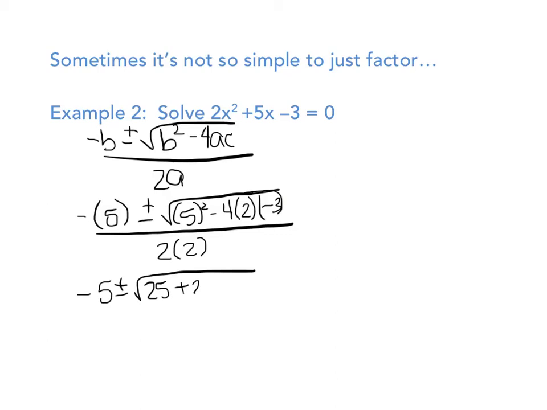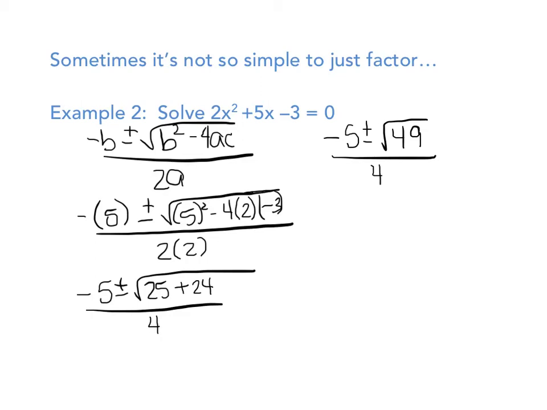So plus 24 all over 2 times 2 is 4. We'll go up here, we have negative 5 plus or minus the square root of 49. 25 plus 24 is 49. And I'm just following order of operations to simplify all this. So I do everything under my radical first. Divided by 4. I have negative 5 plus or minus the square root of 49, which is 7, divided by 4.